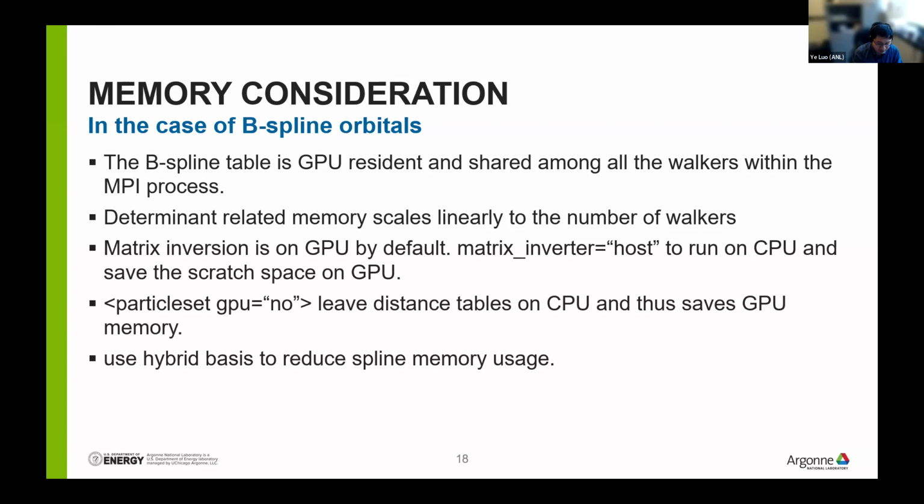and you can assign that memory to having more workers. Another example is you can turn off the particle set GPU feature, and all the distance tables will stay on the CPU, so will not consume GPU memory. And the other possibility is you can use hybrid basis set to reduce spline memory consumption. So these are your options for getting more memory on the GPU.